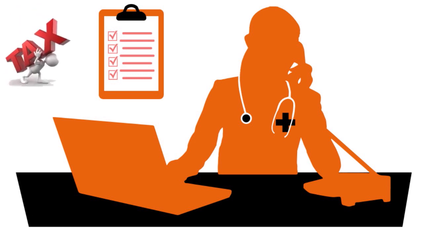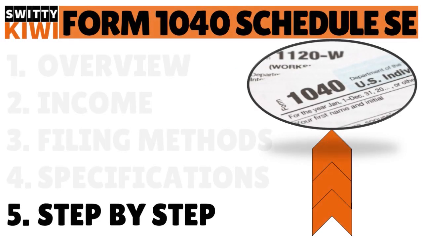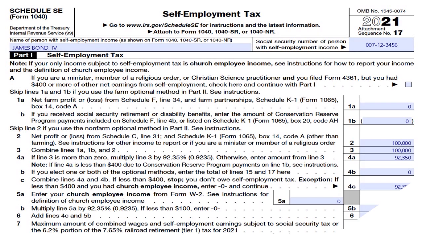So now let me talk to you about this step by step. You can see on the screen right now, this is the self-employment tax Schedule SE. So you put your name, your first name, last name. You put your Social Security number, right? This is the person who is reporting self-employment income. And on line 2, basically lines 1a and 1b do not apply to us, so we just move to line 2.